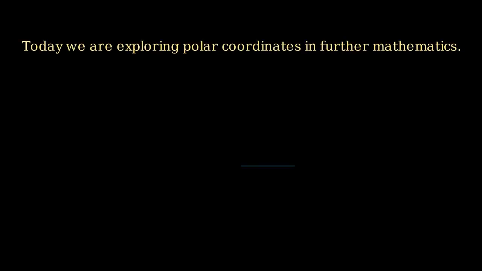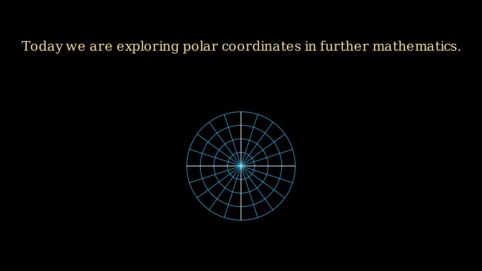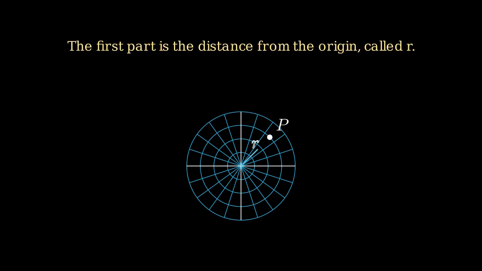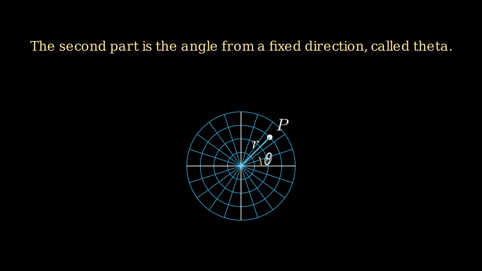Today, we are exploring polar coordinates in further mathematics. In polar coordinates, a point is described in two parts. The first part is the distance from the origin, which we call r. The second part is the angle turned from a fixed direction, which we call theta.